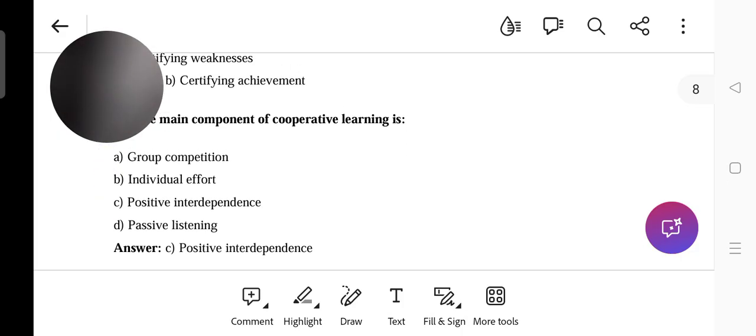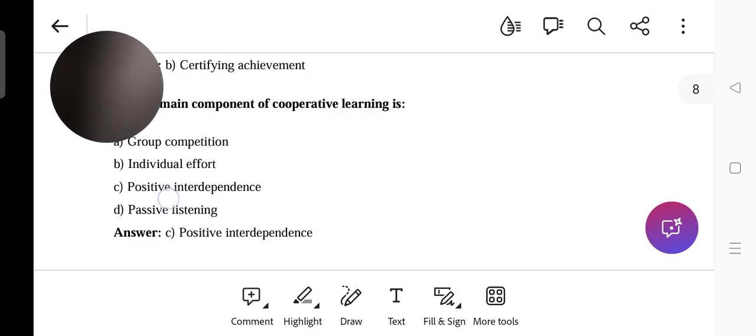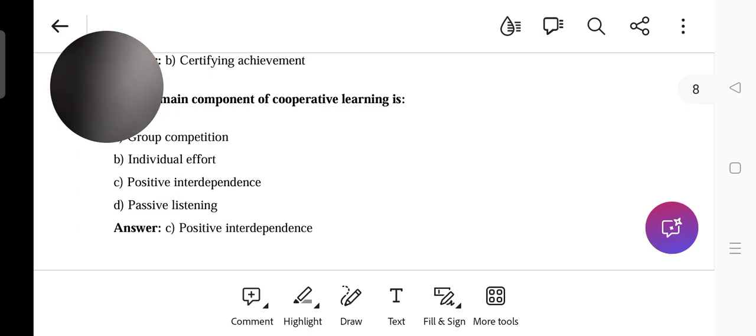The positive interdependence will be the appropriate answer. The option C will be the appropriate. The positive interdependence, why? The asked question, the main component of cooperative learning. The main component of cooperative learning is the positive interdependence.